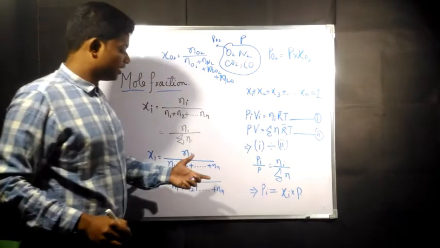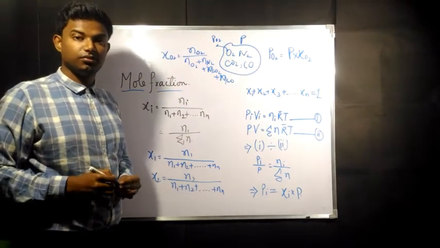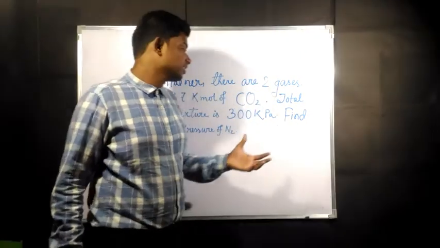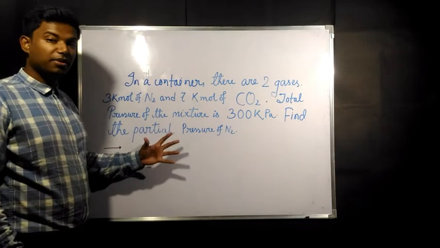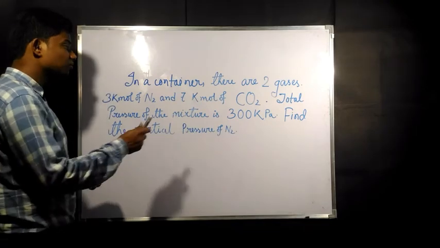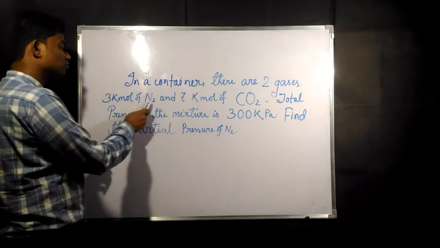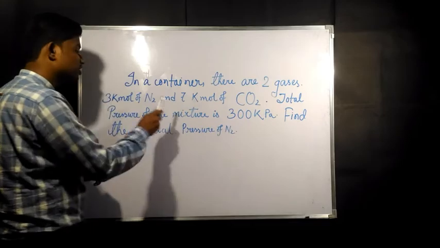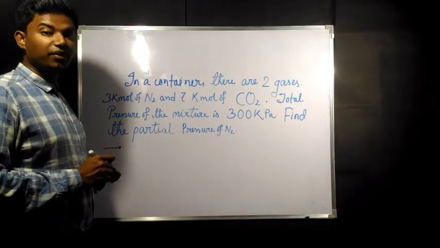In the next board we will see a numerical based on this. Here is a small problem through which we can understand partial pressure and mole fraction very well. In a container there are two gases, 3 kilomole of nitrogen and 7 kilomole of carbon dioxide. The total pressure of the mixture is 300 kilopascal, and we need to find the partial pressure of N2.